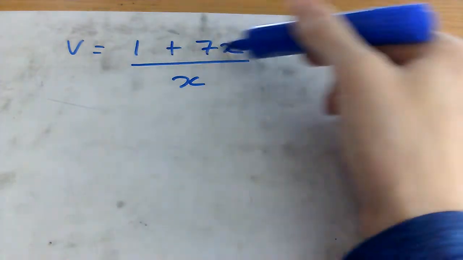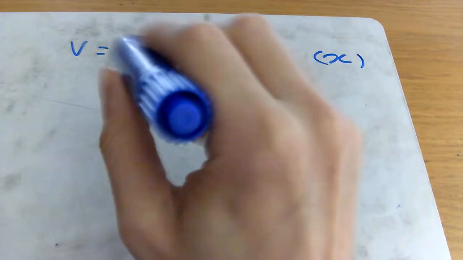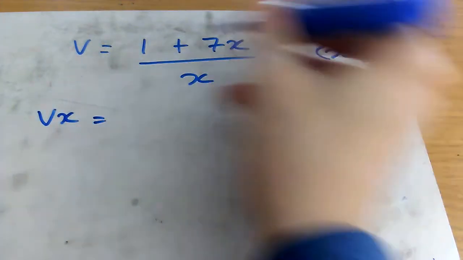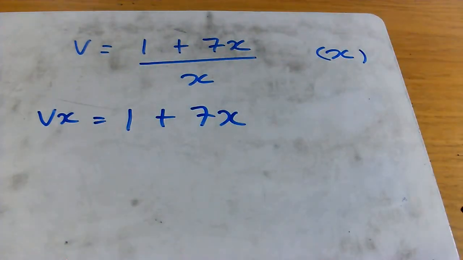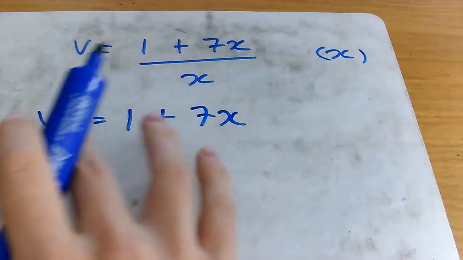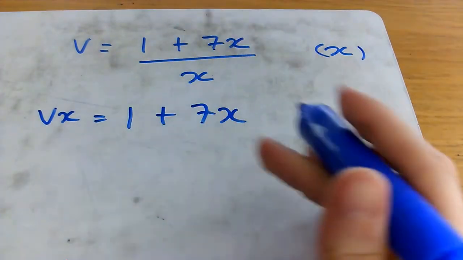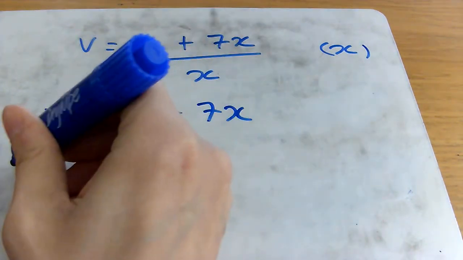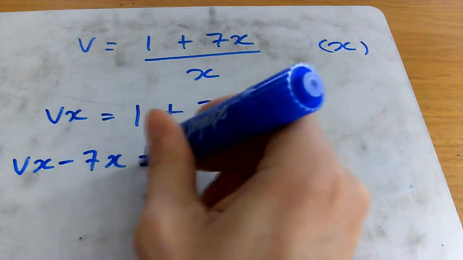Fractions are usually things to try and get rid of if you can. So we've got everything here being divided by x. So an obvious way to start is to multiply everything by x. So you get vx over here, and then you get 1 plus 7x there. We've got x in 2 places. We don't really want that. I'm going to try and collect all the x's onto the same side. So I'm going to subtract 7x from both sides. So I get vx subtract 7x equals 1.